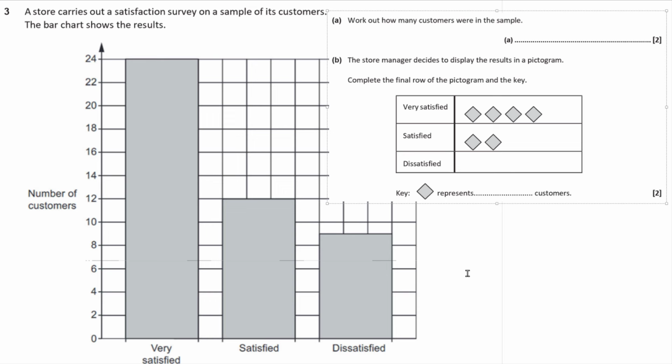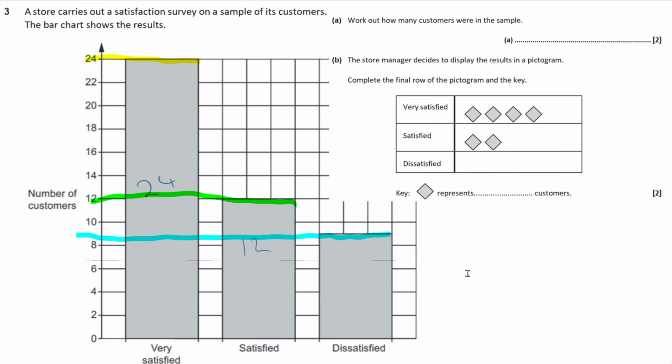Well, the number of customers is going to be the sum of all the different bars added together, isn't it? So the very satisfied bar is at a height of 24. So there are 24 people in here. The satisfied bar is at height 12. So there are 12 in here. And then the dissatisfied bar is kind of halfway between 10 and 8, isn't it? So that's going to be 9. So there are going to be 9 people in there.